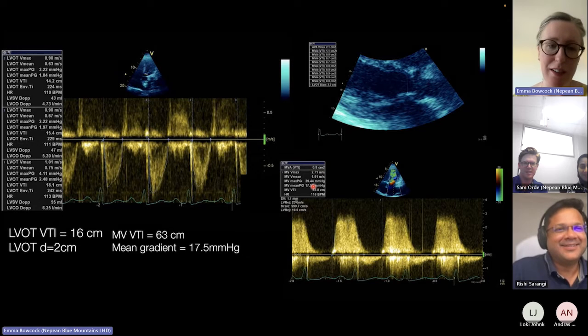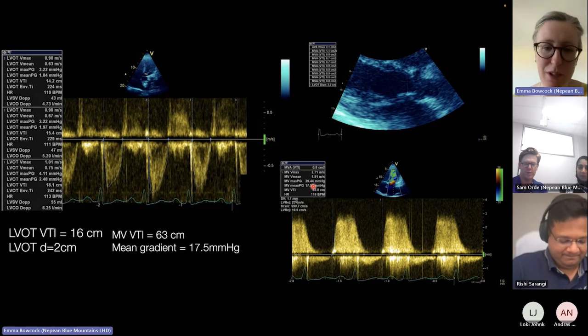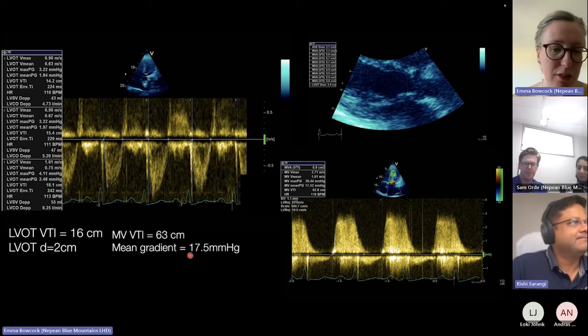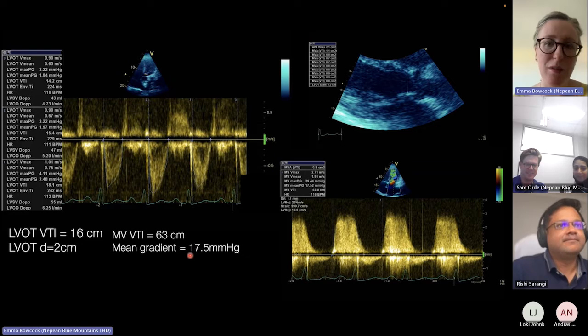But this would be absolutely fair game in the American exam for sure. I tend not to ask this in the DDU. They often give you other things that you don't need for the calculation, like mean gradient, pressure half time, decel time, just to try and confuse you a little bit. So you just need to know what you need to have.